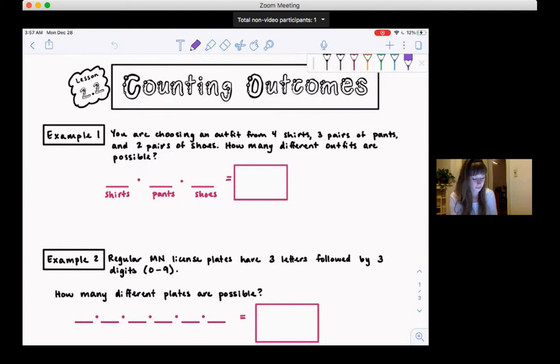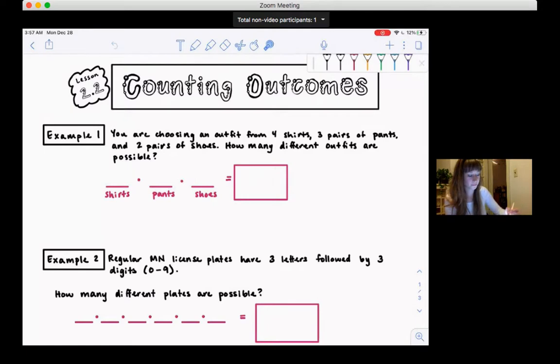Our first example is, say we're choosing an outfit from 4 shirts, 3 pairs of pants, and 2 pairs of shoes. How many different outfits are possible? So this is asking how many different outcomes are there. So basically the idea is we're going to take how many options there are for shirts, multiply that by how many options there are for pants, because each of our shirts can be paired with each of the pants, and then multiply that by the number of options for shoes, because each of our shirt-pant combos can be paired with each of the shoes.